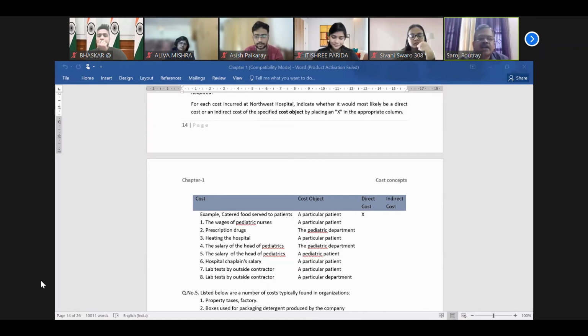Okay, now let's see the next point. Lab test outside contractor, a particular department. Again, it is a direct cost. Why? Because if you can identify with the smaller unit, you can always identify with the larger unit.